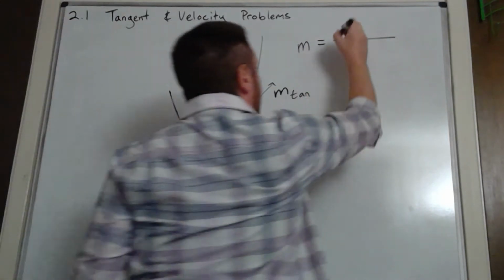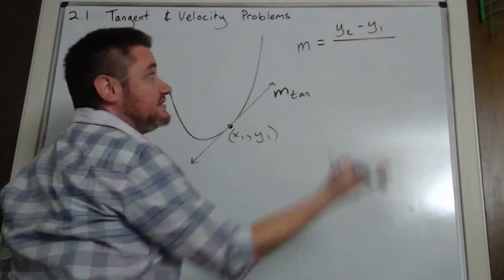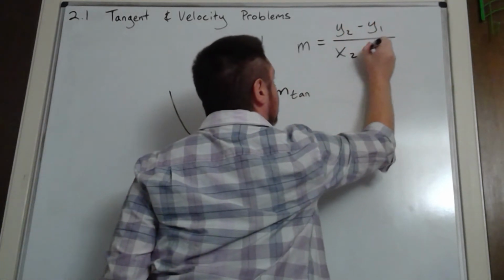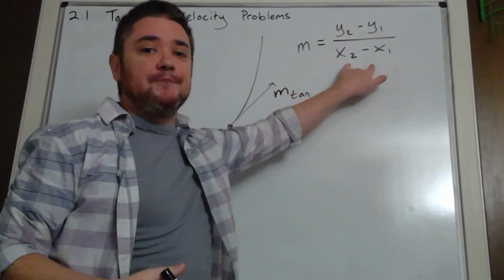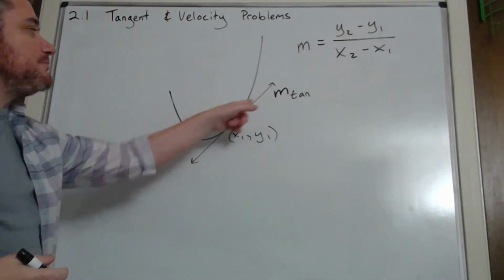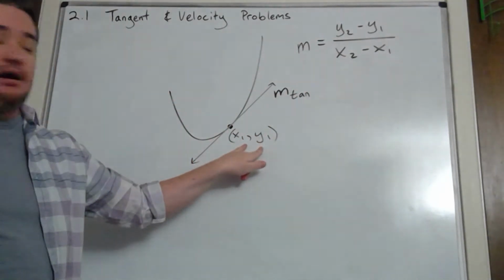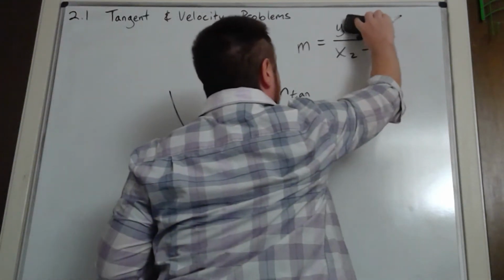Right, because our slope formula would say change in y, so y2 minus y1, divided by change in x, so x2 minus x1. Okay, so there's our slope formula, but that requires 2 different points to calculate. I can't just say let me plug these coordinates into both of those things. What happens if you try to do that?